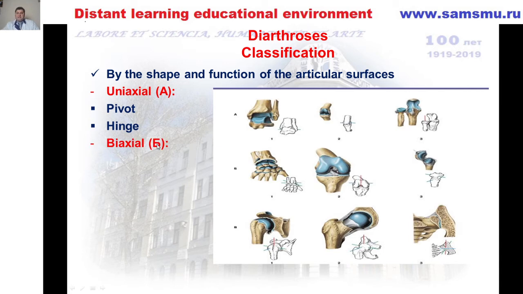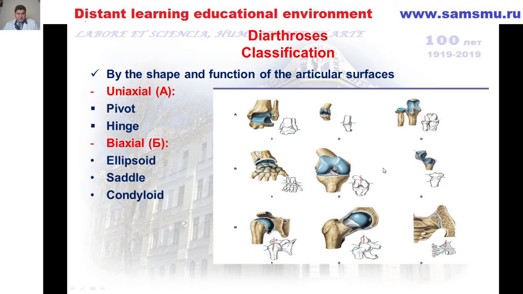Next, biaxial joints, with two axes of movement. There are three shapes: ellipsoid, saddle, and condyloid. For example, you may see these joints. Ellipsoid joint is the wrist joint, or radiocarpal joint. The wrist joint is an ellipsoid-shaped joint.